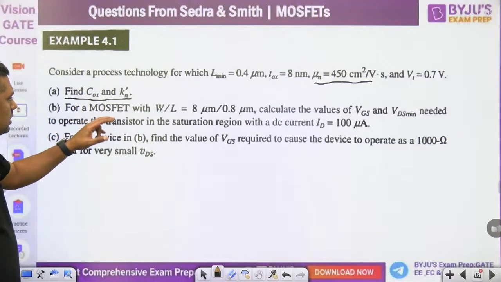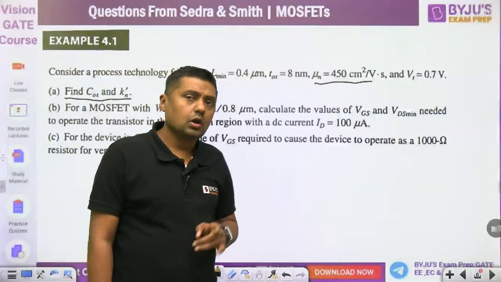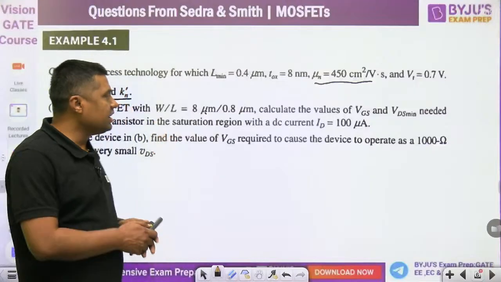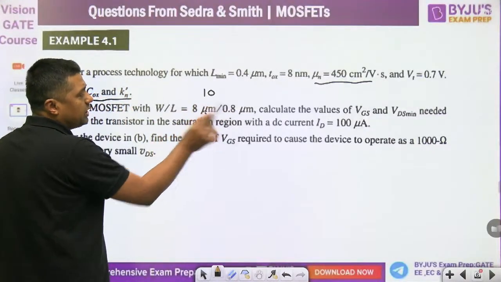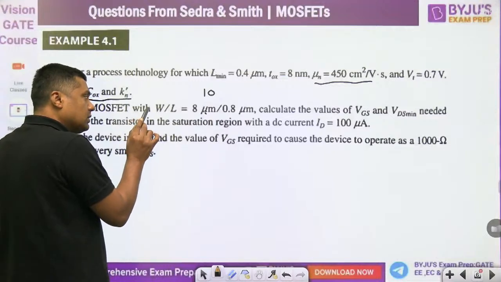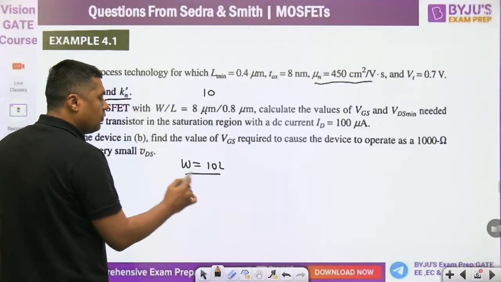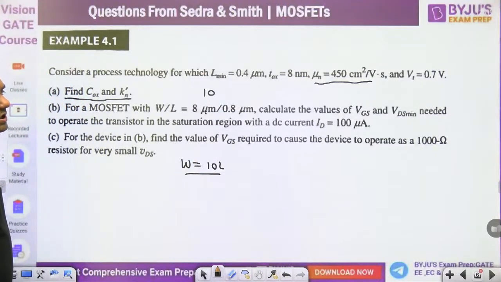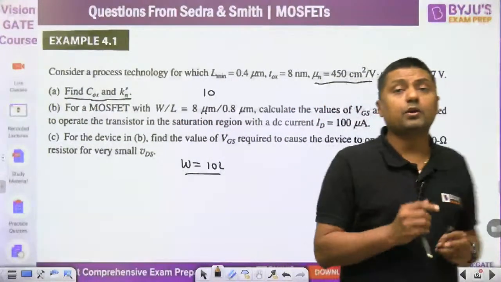Second question, for the MOSFET with W by L. W by L is called aspect ratio. What is given here? 8 micrometer upon 0.8 micrometer. That means the ratio is actually 10, 8 divided by 0.8, micrometer cancels out. Remember, W is 10 times of L. Always see that width is more as compared to L. Then calculate the values of VGS and VDS minimum needed to operate the transistor in saturation with a DC current of 100 microampere.